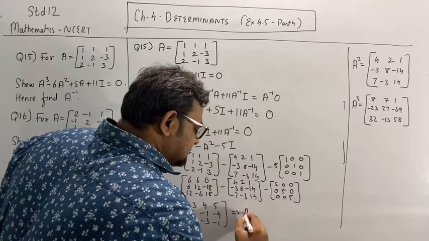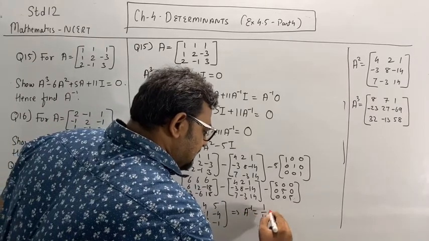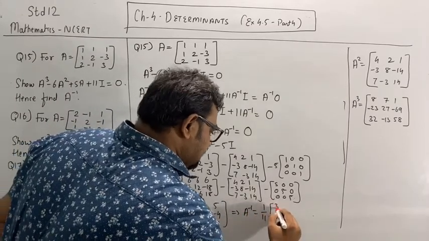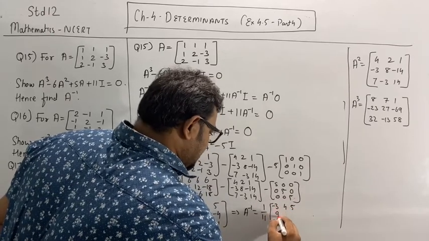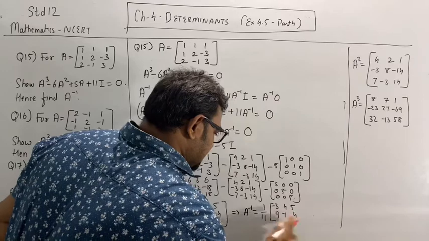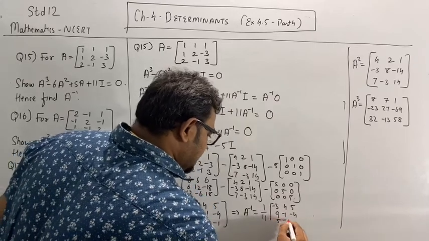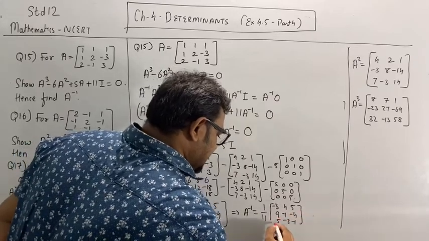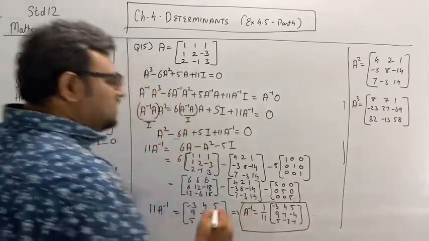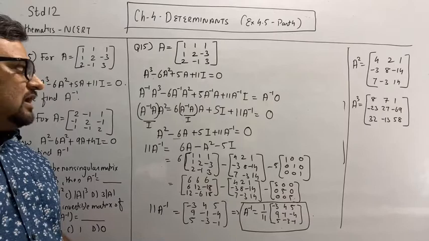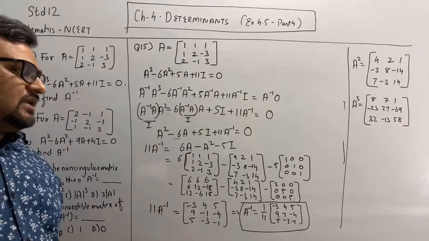So that implies A inverse equal to 1 by 11, minus 3, 4, 5, 9, minus 1, minus 4, 5, minus 3, minus 1. Okay, so this is A inverse. So what we have to do? Multiply both the sides by A inverse and then solve it.